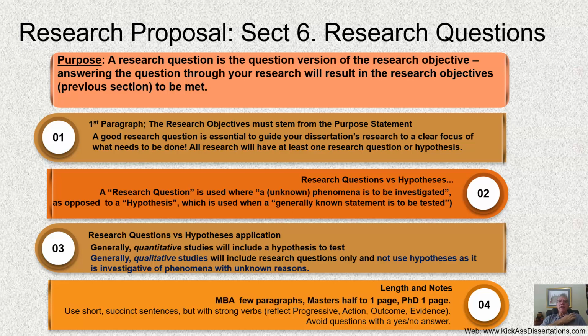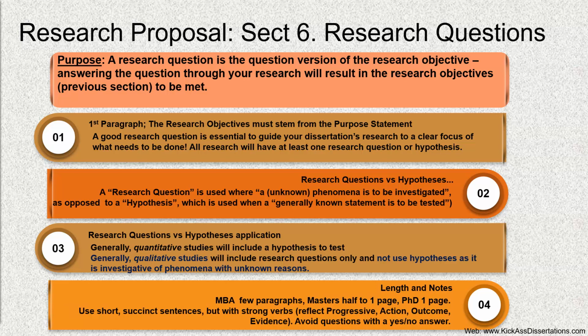The length of this section 6, the research questions, is very short. It's a few paragraphs that refer to your research questions. No long stories or introductions to it. For a master's degree, half to maybe 1 page, and for a PhD, maybe also 1 page. So a very short section actually. I want to encourage you to make sure that you use short, succinct sentences. You don't want long stories with this.